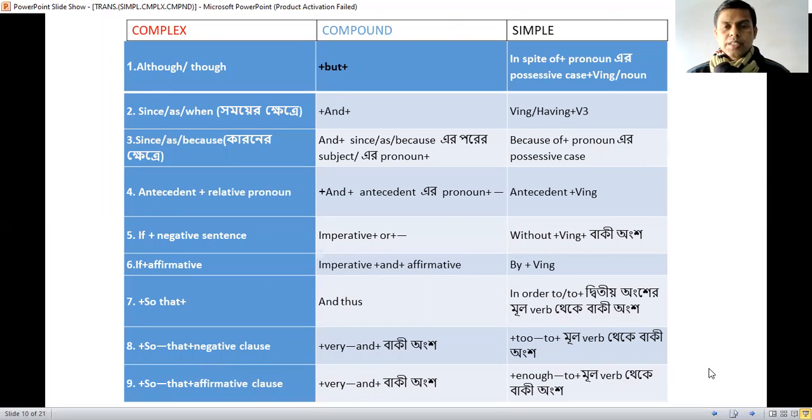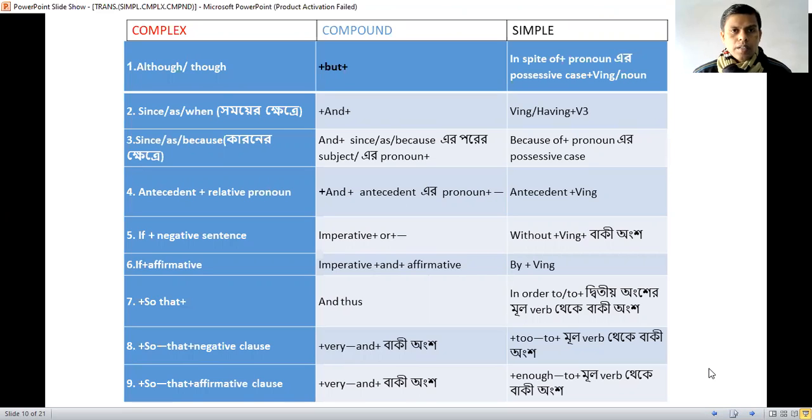And in a simple sentence, what will it be? In spite of his poverty, he is honest.